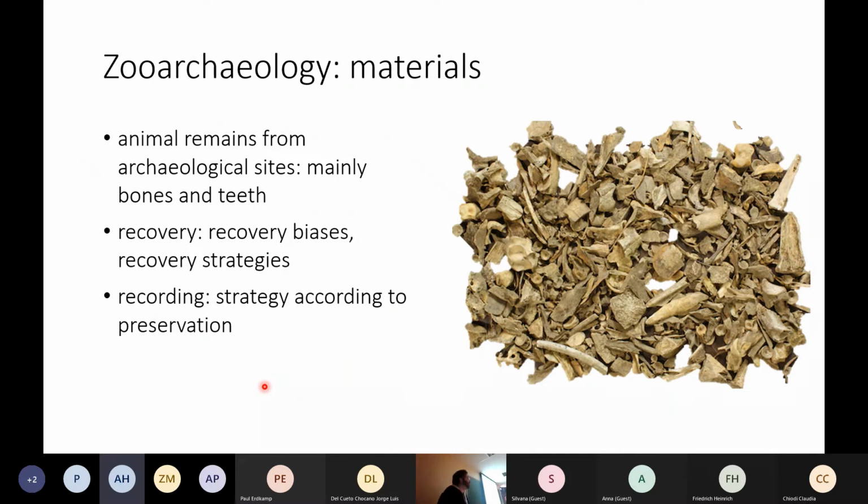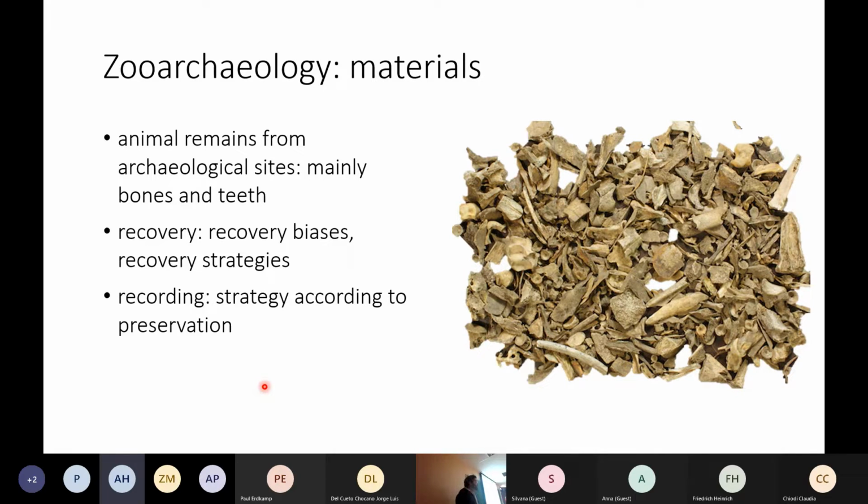So the material we look at most of the times is animal bones and teeth, of course, from mammal species, bones from fish and bird species, mollusks sometimes. In exceptional circumstances, we may have soft tissue preservation as well, but this is not what we will be looking at. Most of the times it's basically bones and teeth.